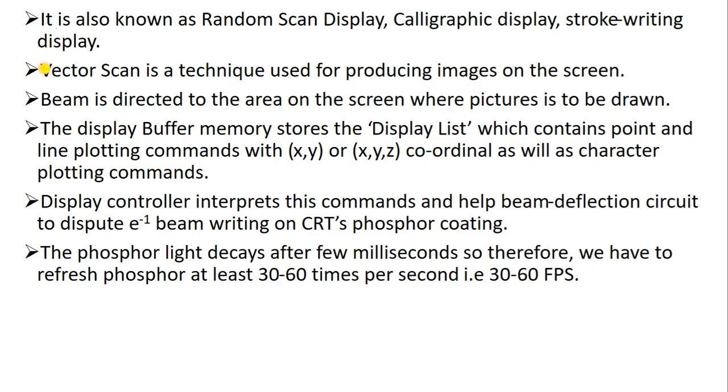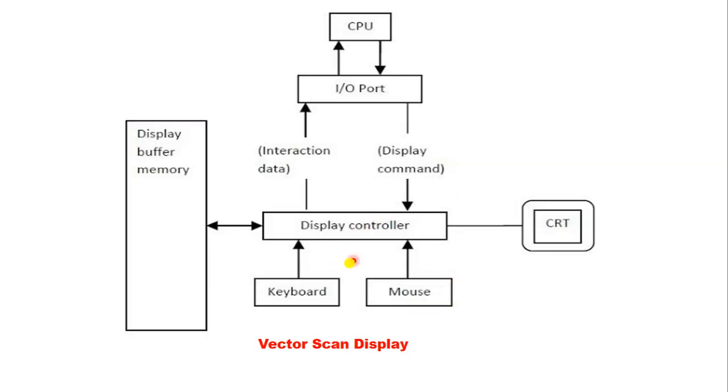In short, we can say that vector scan display is a technique used for producing images on the screen. The glow on the screen decays, meaning it is reduced within a few milliseconds. For this, we refresh the phosphorus screen at least 30 to 60 times per second, so the glow stays on and we can see the image continually for a long time. So this is the concept of vector scan display.